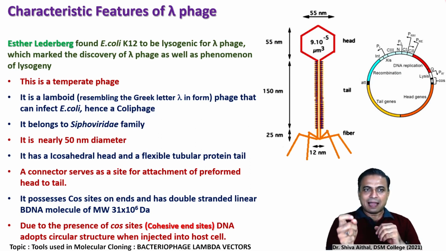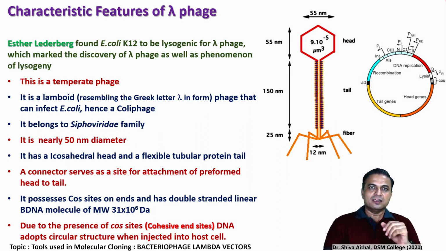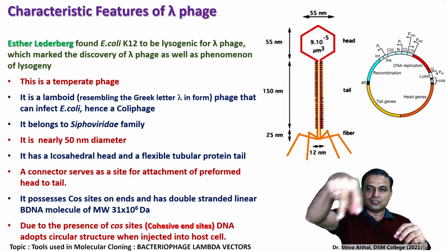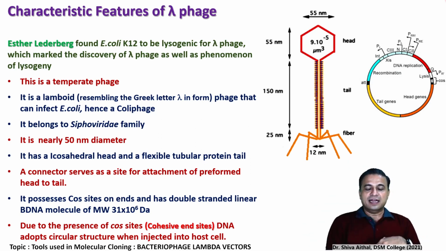Now this is a lambdoid phage. What is a lambdoid phage? One which resembles the Greek letter lambda. Structurally, in terms of design, just like a lambda sits on a tripod, this phage has a head and tail, and it resembles the Greek letter lambda. Therefore it is a lambdoid phage which has the host E. coli. Therefore it is called a coliphage.